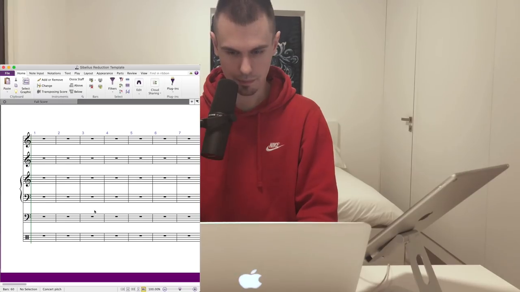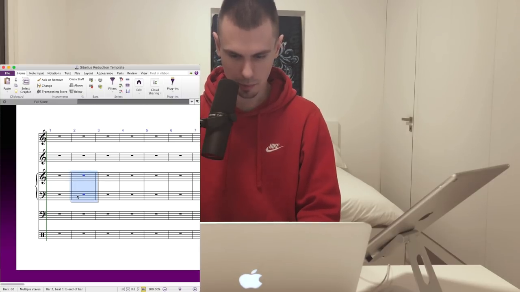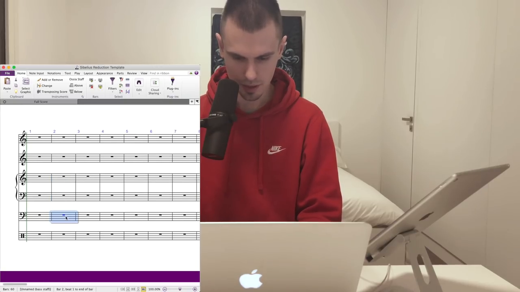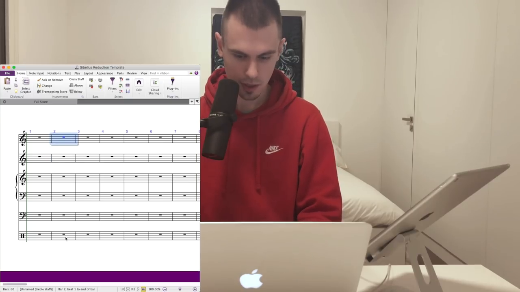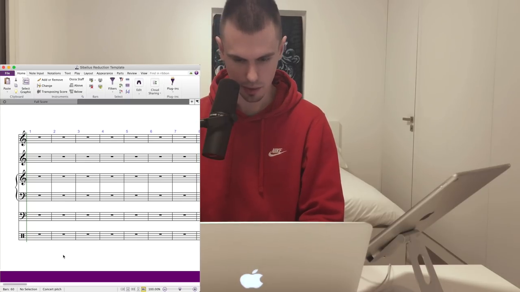Here we go. Okay, so this is my template, and you'll see here that I've got this middle piano grand staff in the middle with the treble and the bass clef. I've got an extra bass clef below that, and two extra treble clefs above, and a percussion staff at the bottom. You certainly do not have to do it this way. You can do it however you want. I do it this way for a couple different reasons.